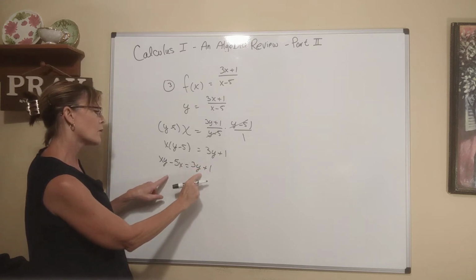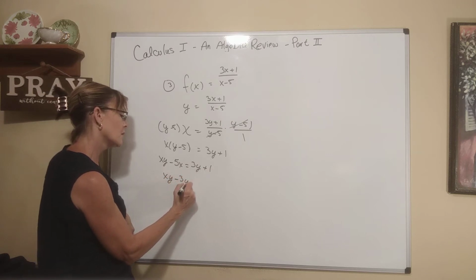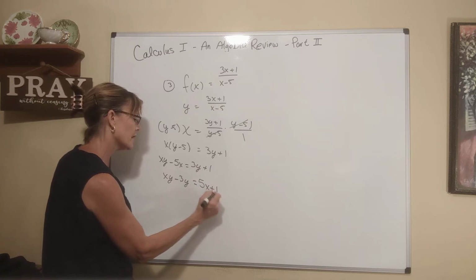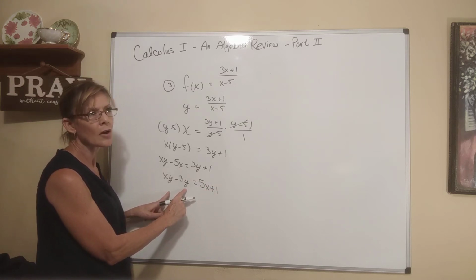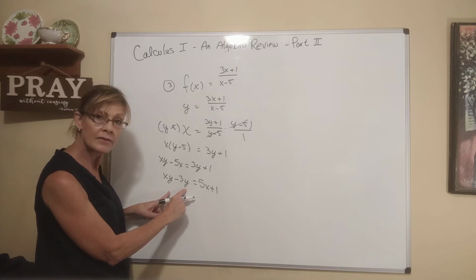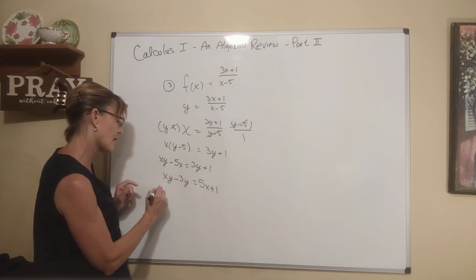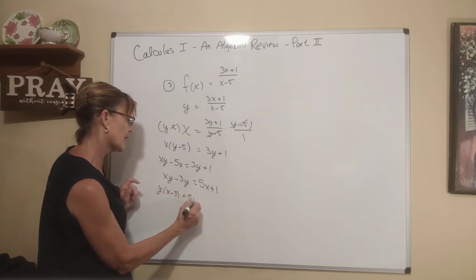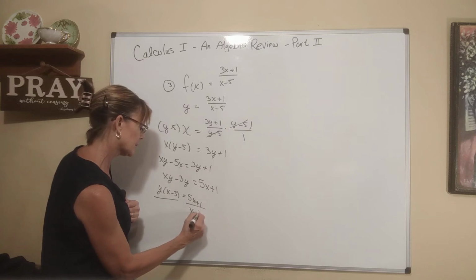Now let's get all of our y's on the same side. xy minus 3y. I'm going to add 5x to both sides. It's 5x plus 1. Now to solve for y, I have two terms. If these were both whole numbers like 2y plus 7y, I would just add those together, but I don't have that luxury. I have xy minus 3y, so I need to factor out the y, leaving me with y times (x minus 3) is 5x plus 1. Now to solve for y, I will simply divide by x minus 3.